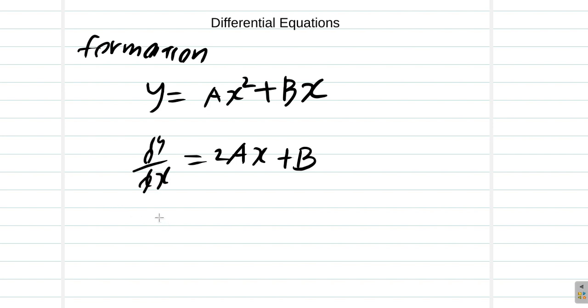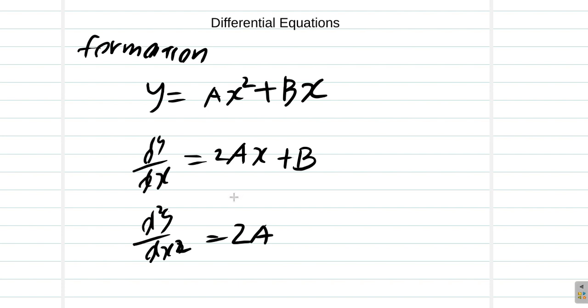Let's differentiate. Second derivative. d squared y by dx squared equals, this is going to give you 2a. And the b is a constant, so the b is gone. Now, here, d squared y by dx squared is 2a.